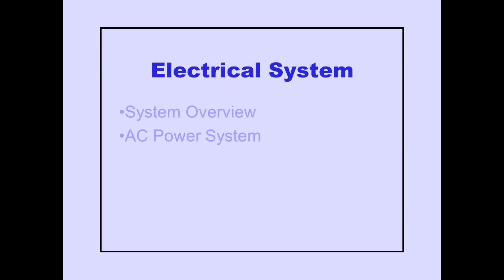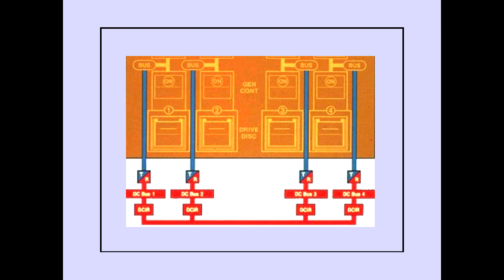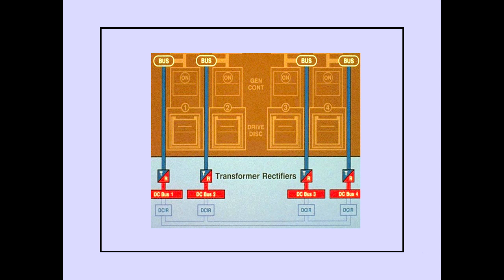In Part 2 of Electrical System, we'll discuss DC power system, standby power system, miscellaneous buses, and electrical panels. The DC power system is designed for fully automatic operation. Each of the 4 AC buses powers a transformer rectifier which supplies DC power to its respective DC bus.